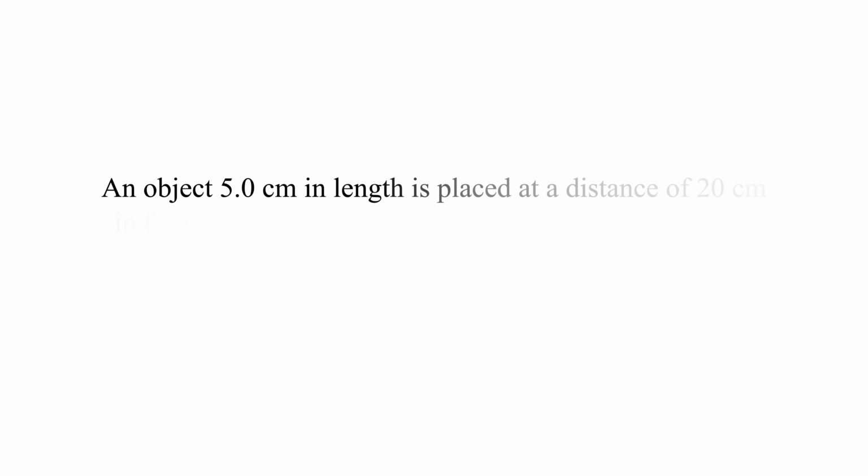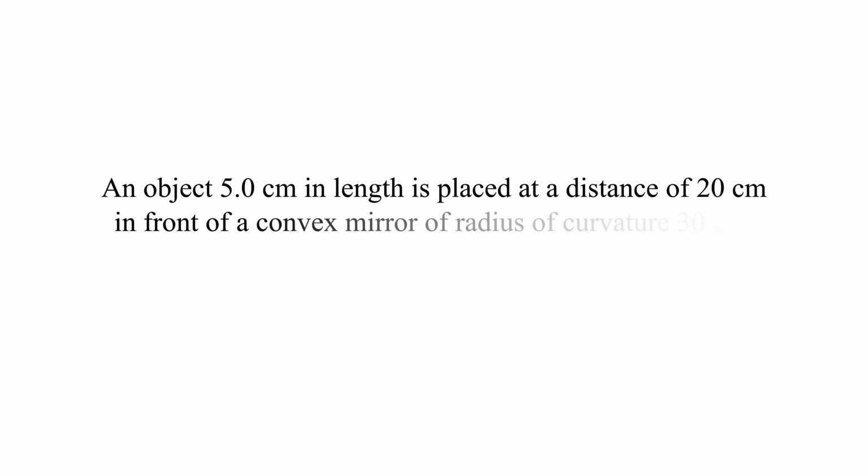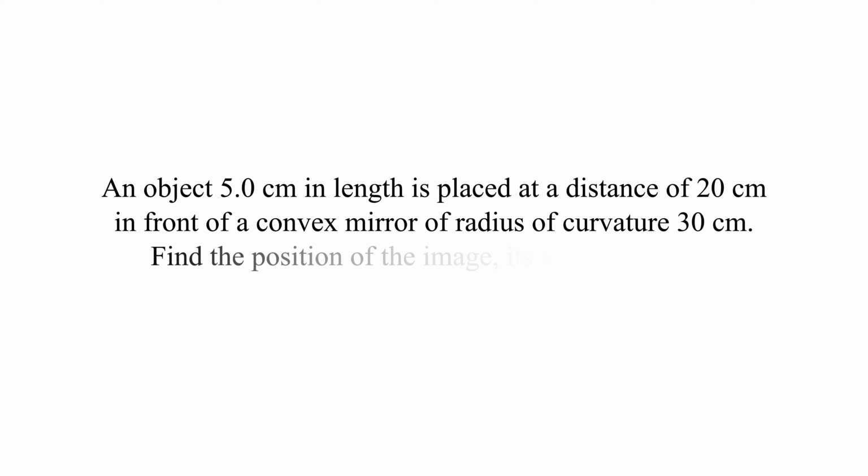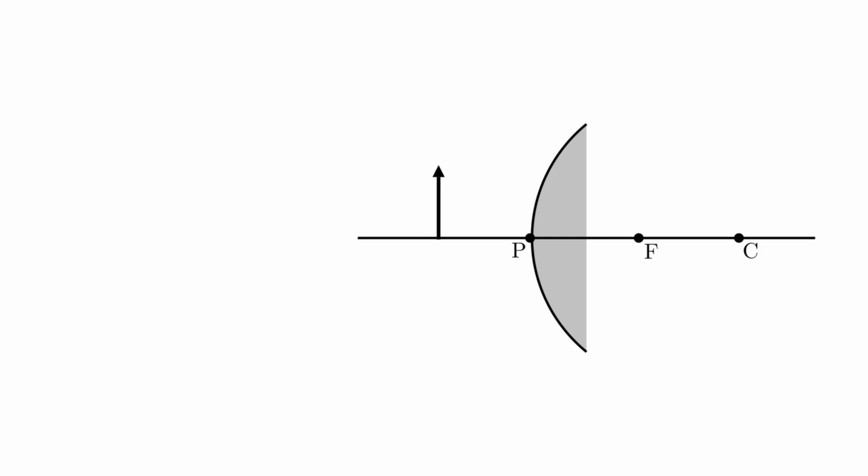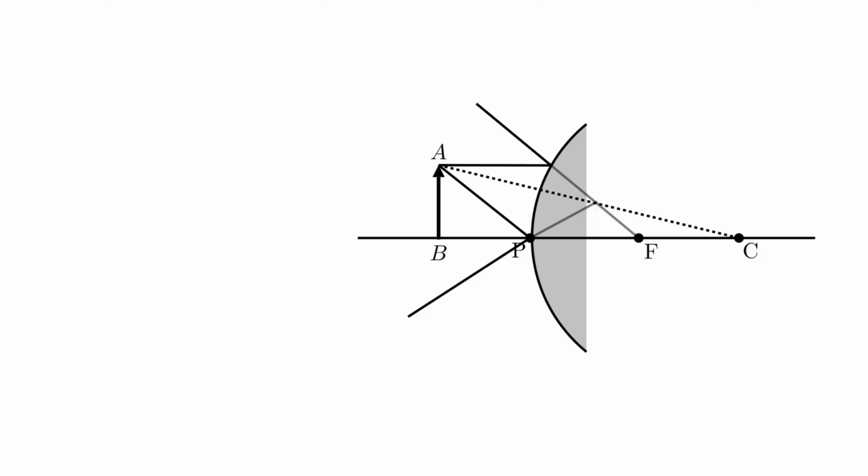The problem states that an object 5 cm in length is placed at a distance of 20 cm in front of a convex mirror with radius of curvature 30 cm. Find the position of the image, its nature and the size. Using mirror formula, that is 1 over f equals 1 over v plus 1 over u.